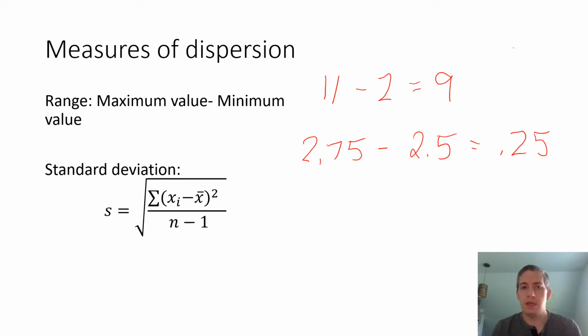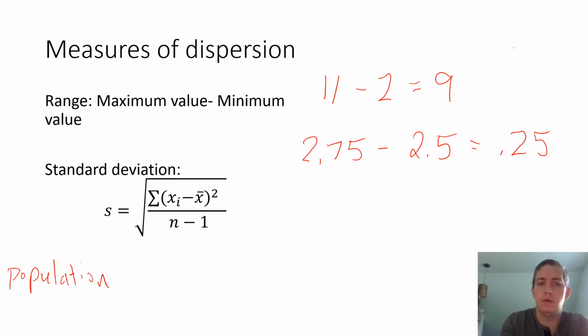The second way to look at the dispersion is using what's called the standard deviation. The standard deviation for a sample is a lowercase s. If you were to do it for a population, the parameter that we're trying to get, it looks like a fancy S. It's the Greek symbol sigma.